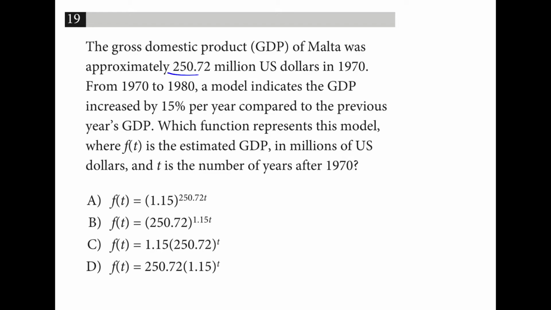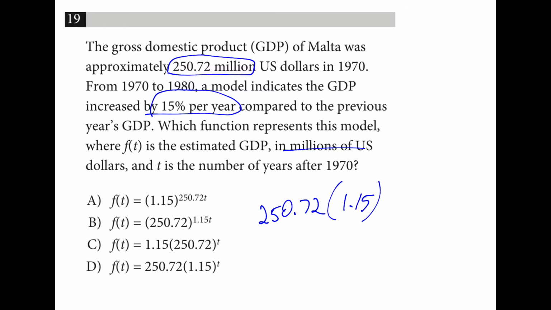GDP of Malta was 250 million in 1970, and we increased by 15% per year compared to the previous years. So we're looking in millions, so we'll start with 250, and we'll multiply by 1.15, that's the 15% per year, t years after 1970.